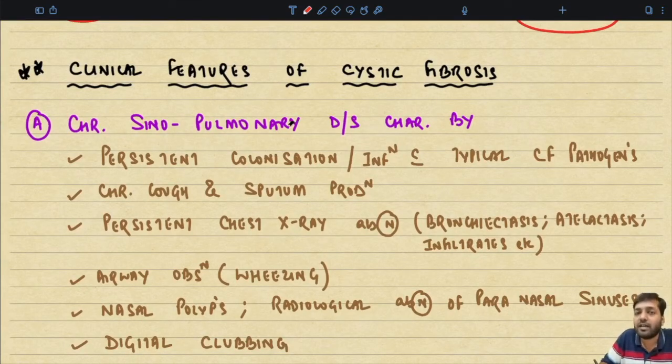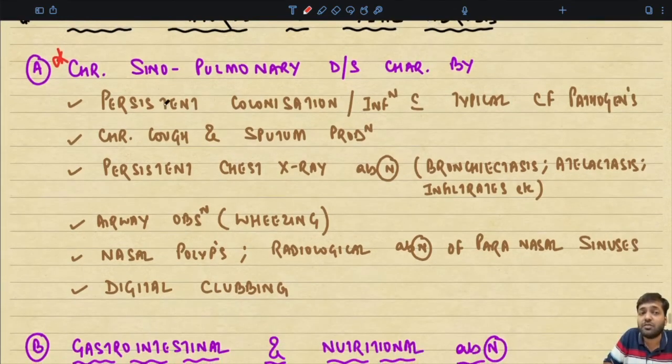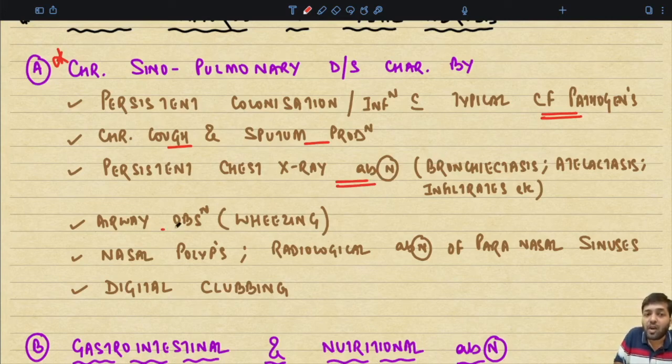Now, let us understand the clinical features of cystic fibrosis. We are characterizing them according to the glands which are involved. Number one, we are going to read about the chronic sinopulmonary disease, which is characterized by persistent colonization or infection with typical cystic fibrosis pathogens, chronic cough and sputum production, persistent chest X-ray abnormalities like bronchiectasis, atelectasis, infiltrates, airway obstruction in the form of wheezing, nasal polyps, radiological abnormalities of the paranasal sinuses, as well as digital clubbing. So, these are the very important features of chronic sinopulmonary disease.